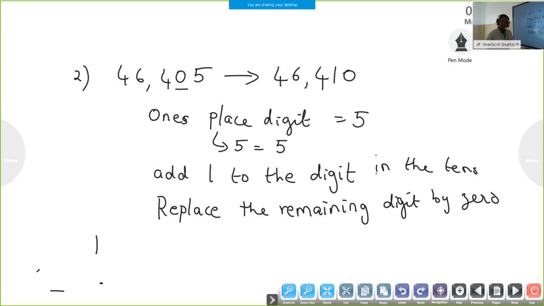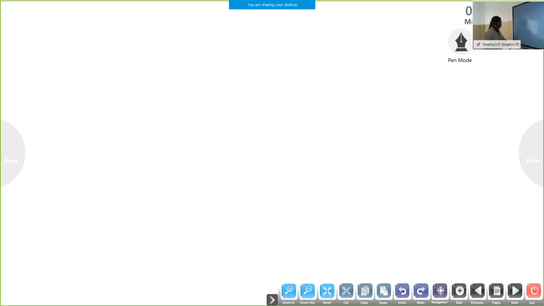So we did 2 examples, when the ones place digit is 5 and when the ones place digit is greater than 5. Okay. Now we'll move to the third example. What about this number? We have to round off to the nearest 10.